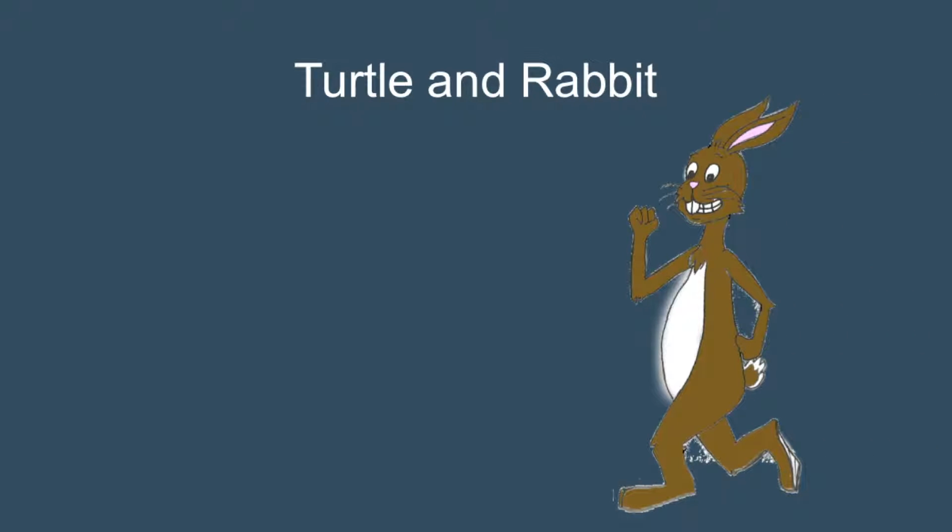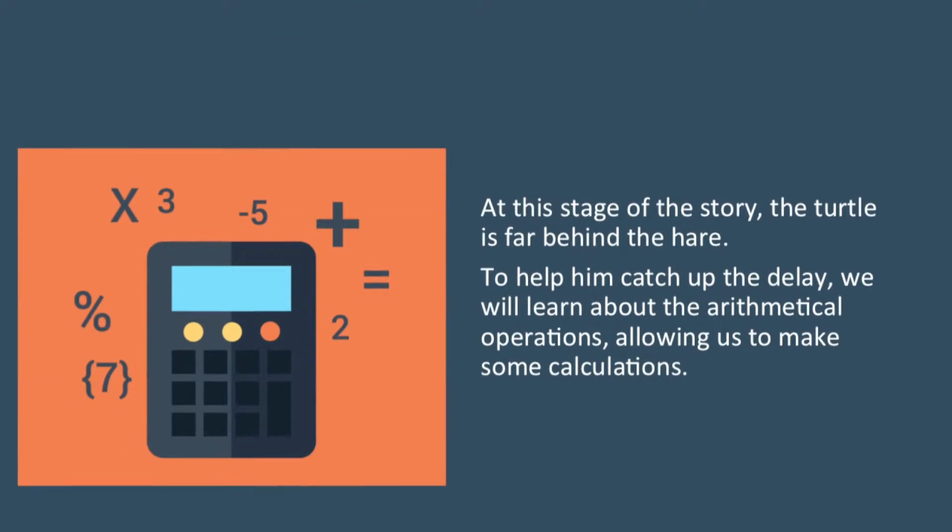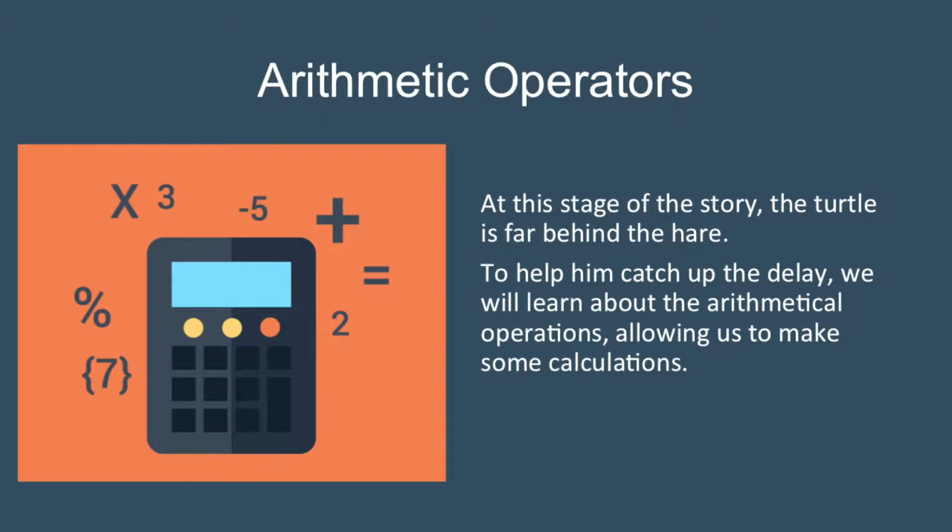He looked back at Slow and Steady and cried out, "How do you expect to win this race when you are walking along at your slow, slow pace?" The rabbit stretched himself out alongside the road and fell asleep, thinking, "There's plenty of time to relax." At this stage of the story, the turtle is far behind the rabbit.